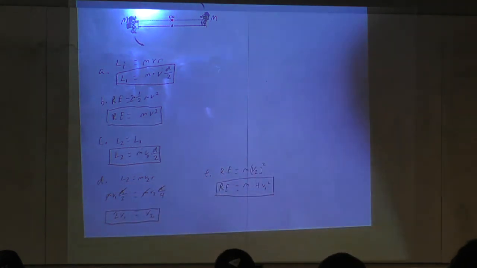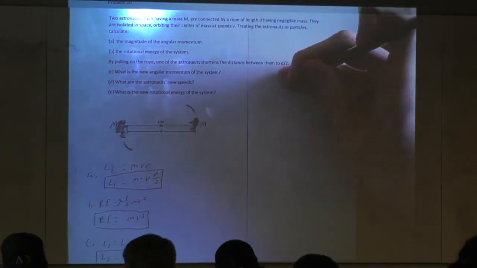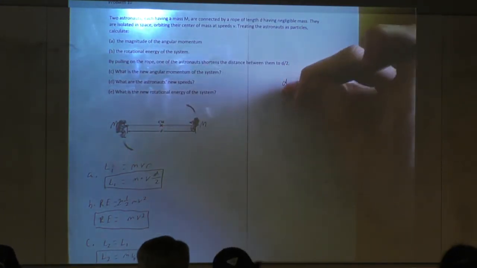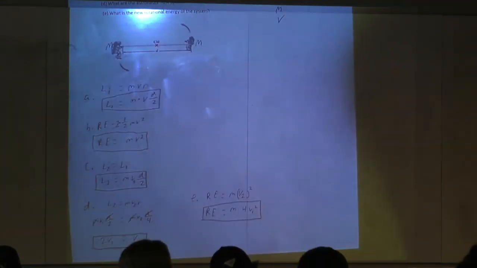So the main thing here is just remembering which variables you have given to you that you can use. So I would write at the top here d, m, v, and then remember those are the only things I'm allowed to use, and make sure that all my formulas come out in terms of those values.